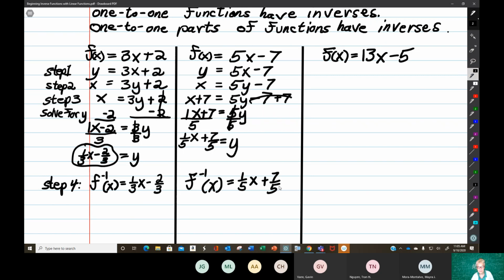Let's do it one more time. Step 1. Right now we've got f of x equals 13x minus 5. Step 1, we're going to say y, except I have to erase my y. I'm trying to train myself to not have my y take up 2 lines. Y equals 13x minus 5. Switch the x and y, that's step 2. X equals 13y minus 5.